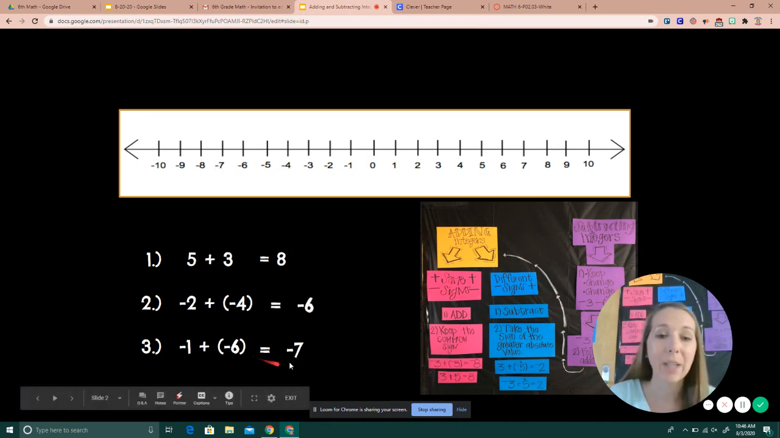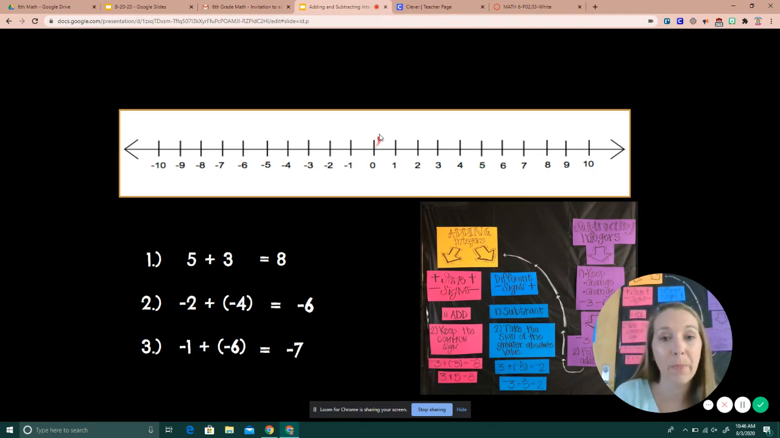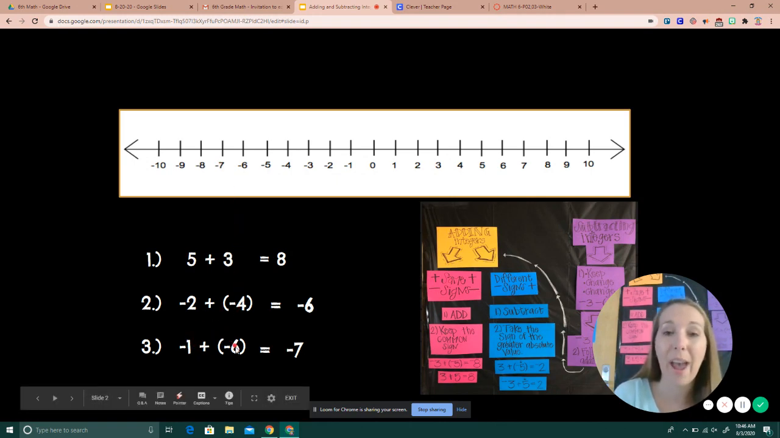All right, last one. It says -1 plus -6. If you're at 0, you go left 1, and then you add -6. Again, even though it says to add, you're still going left 6. So we go 1, 2, 3, 4, 5, 6. That puts us at -7. Or you can use the rule where they're the same sign: you add 6 and 1 and get 7 and keep the negative sign.